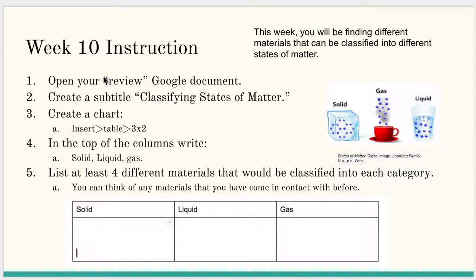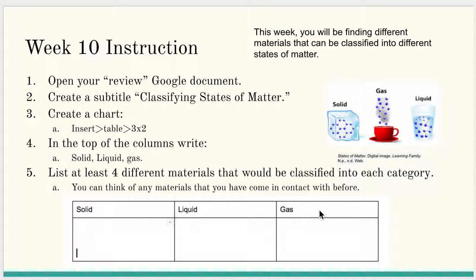So the first thing that I want you to do for your instructions this week is open your review Google document and create a subtitle called Classifying States of Matter. Remember, your parents can help you with the typing if you need. Then you're going to create a chart, and to do that you go to Insert, then Table, and then I want it to be 3 by 2, so it'll look something like this. In the top of the columns, make sure you write solid, liquid, and gas. And again, if you want your parents to help you with that, that's fine.